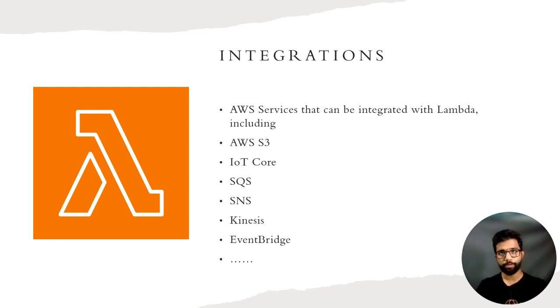Integrations. Like I said, AWS Lambda is a core service of AWS serverless services, and it provides integrations with almost most of the AWS services that may need AWS Lambda as an integration. As you see on the screen, it provides integration with S3, IoT Core, queue services, notification service, streaming services, Kinesis, EventBridge, and many other services as well.